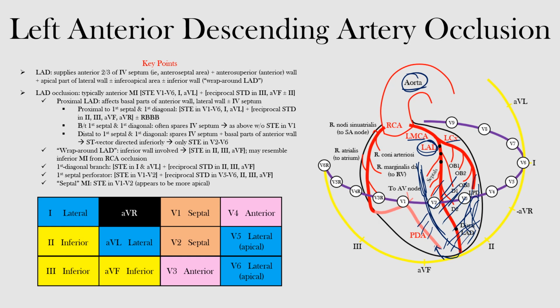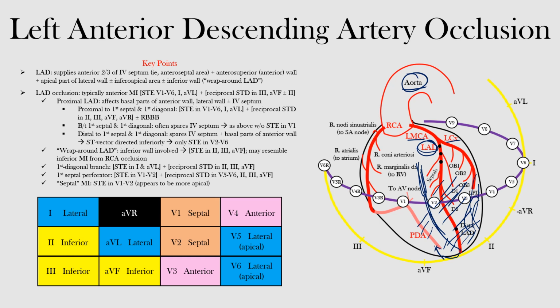Now, if the occlusion is proximal to the first septal perforator and first diagonal branch, we will see ST elevation in leads V1 through V6, 1 and aVL, along with reciprocal ST depression in the inferior leads 2, 3, aVF, and sometimes lead aVR. In this case, with these proximal occlusions of the LAD, we can also have new onset right bundle branch block. Okay, so it's common to see that in this sort of occlusion.